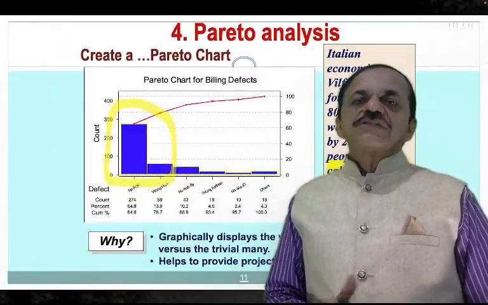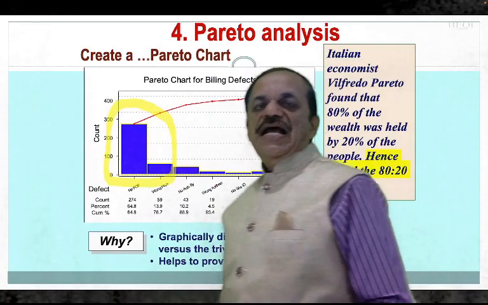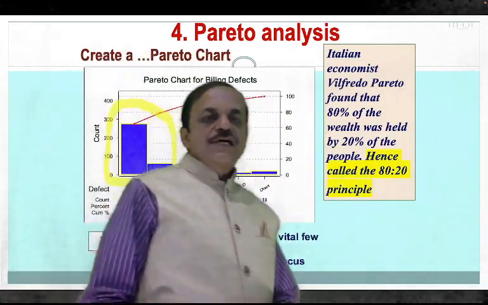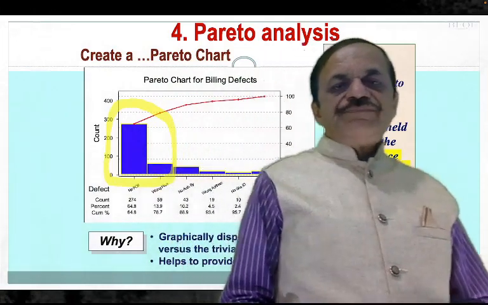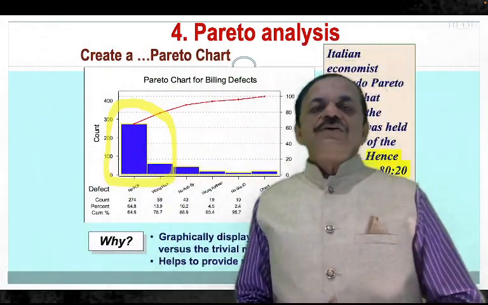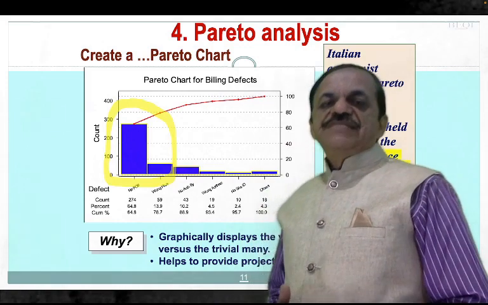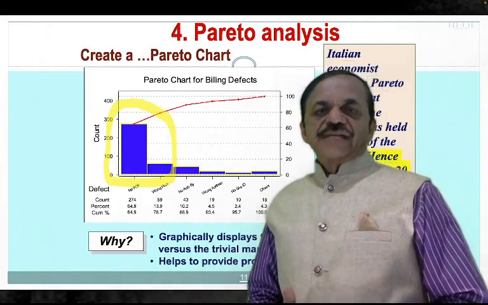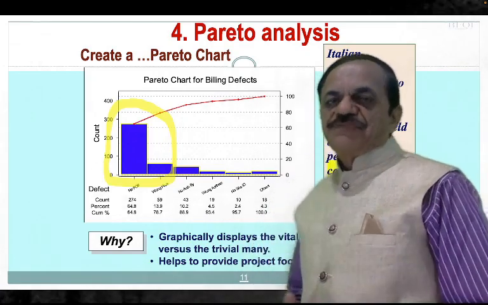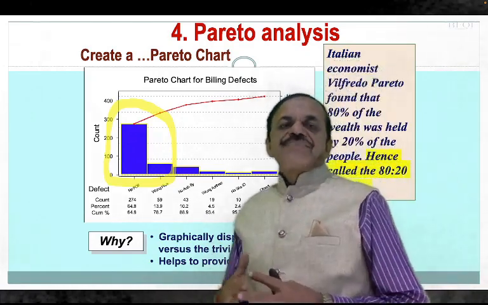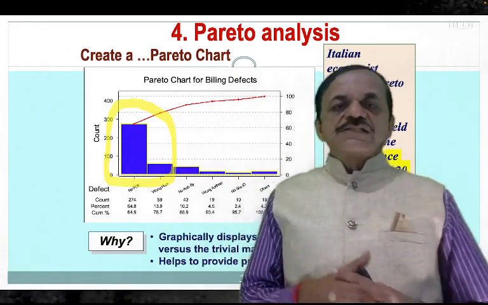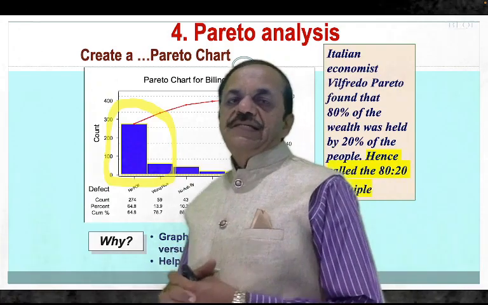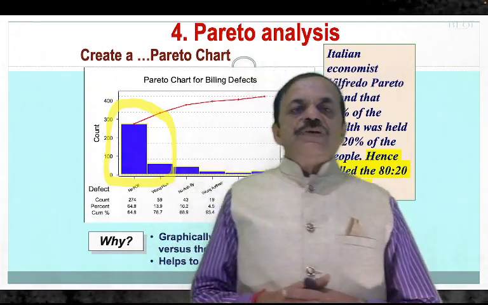Now I come to the fourth tool called the Pareto analysis. Here you can see an XY plot. On the x-axis you have mentioned the types of defects. Say this is a billing defect case, just to give an example how administrative problems can also be solved. Here, the first is no purchase order and second is wrong purchase order being given. These are vital few which have to be attended.